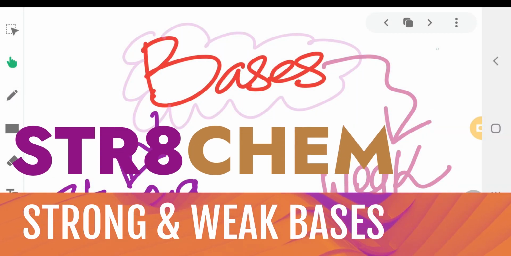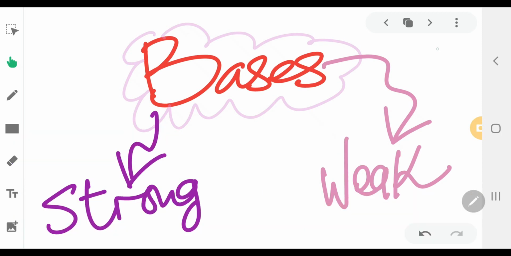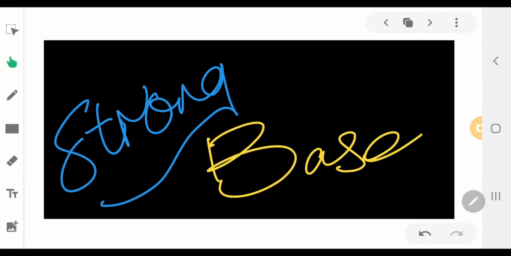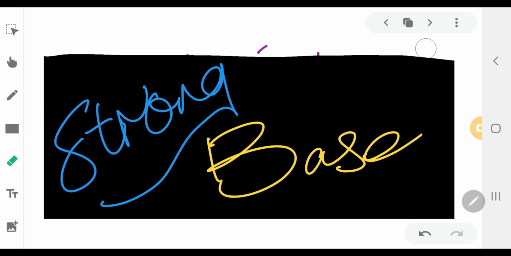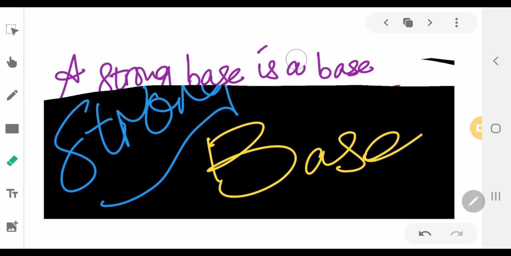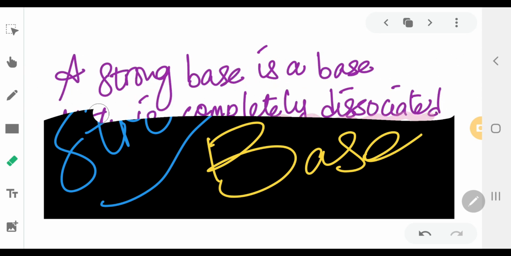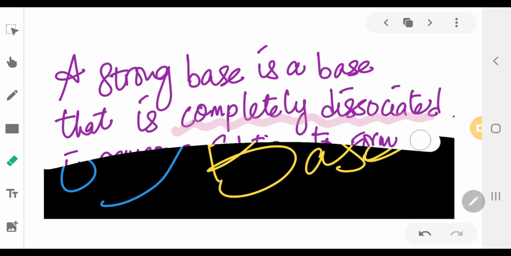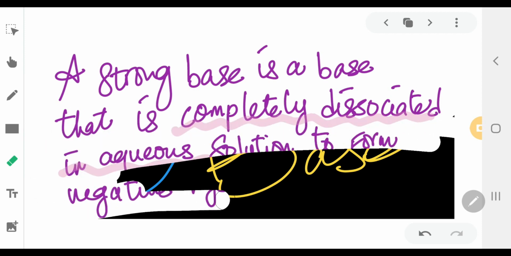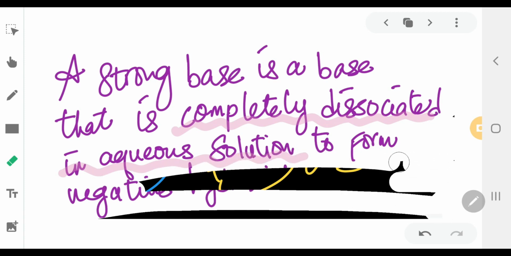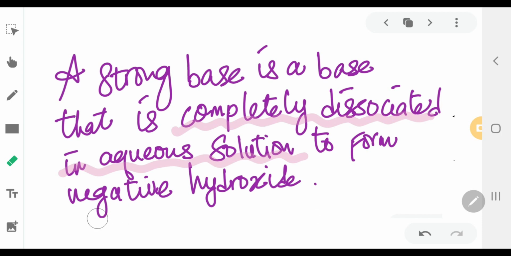In this video, we're gonna talk about strong bases and weak bases. To start, let's have a look at the definition for a strong base. A strong base is defined as a base that will be completely dissociated in aqueous solution, just like a strong acid. So the definition of a strong base is this. The key words that you need to look for are completely dissociated in aqueous solution to form negative hydroxide.